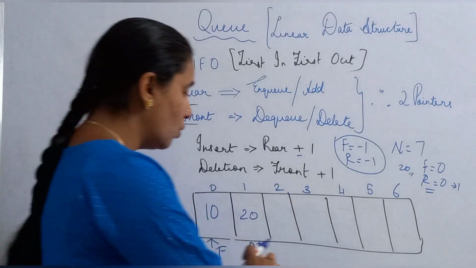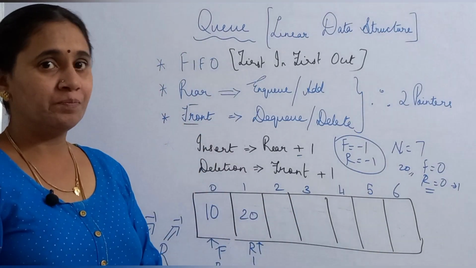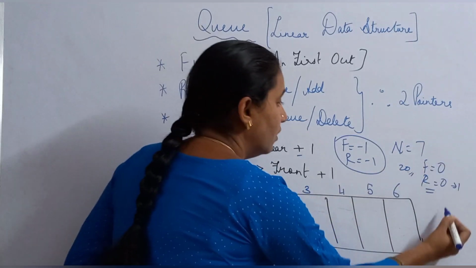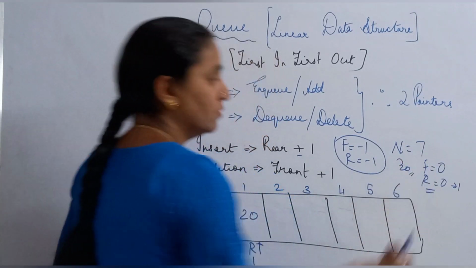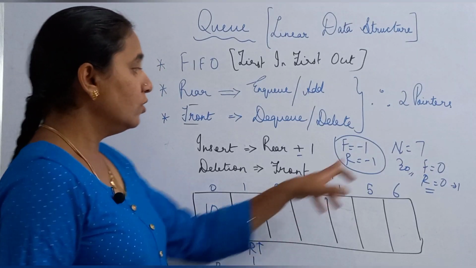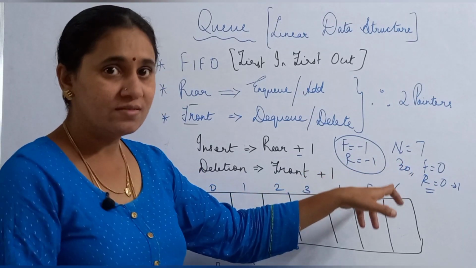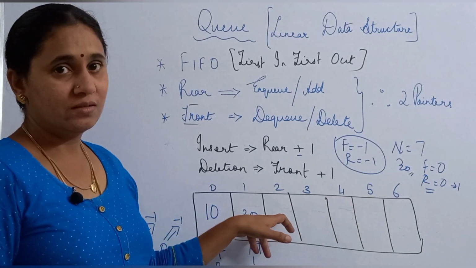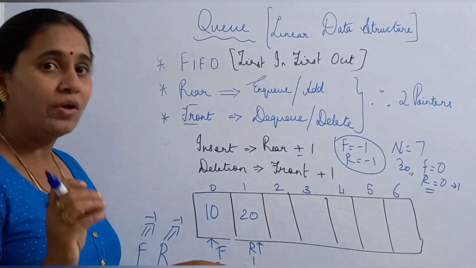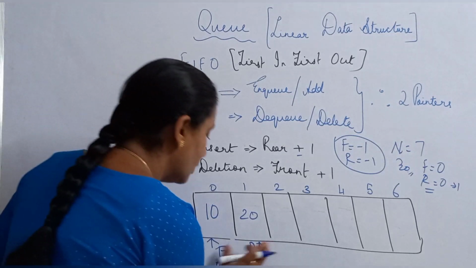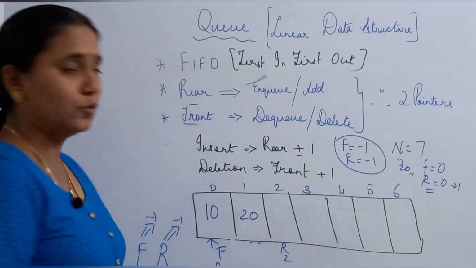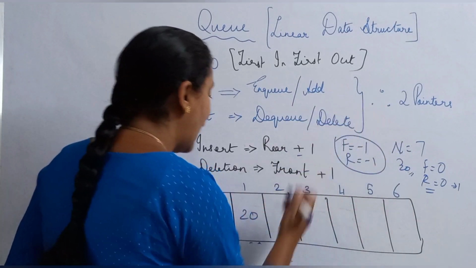Now we are going to keep incrementing the rear pointer, because insertion is taking place, isn't it? So now let 30 come. 30 is the next element. So now 30 is going to be the last element. I want to add it here, isn't it? So which pointer must I increment? The rear pointer I must increment. So increment the rear pointer R. Now the R value is 2. Now add this 30.